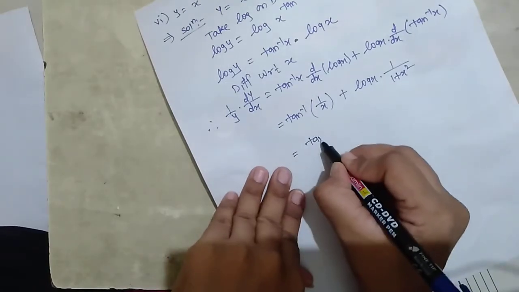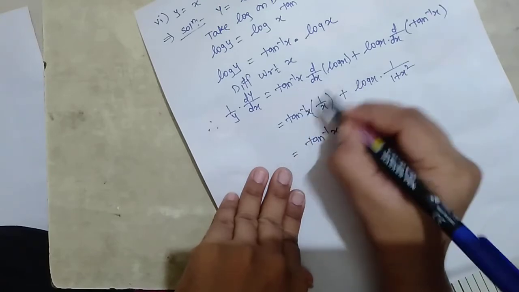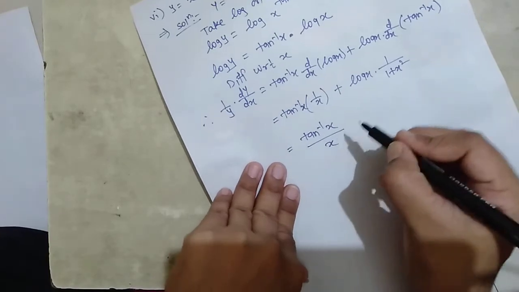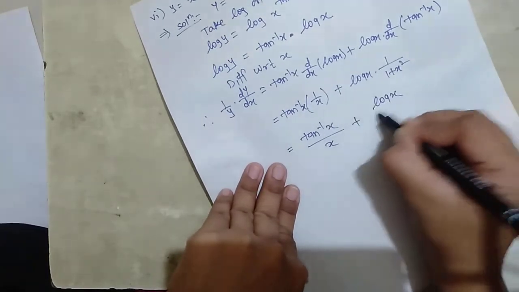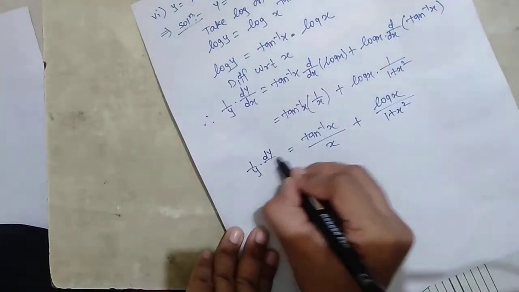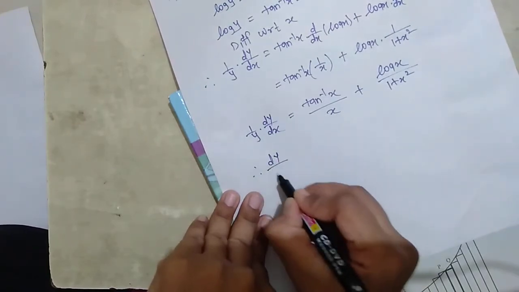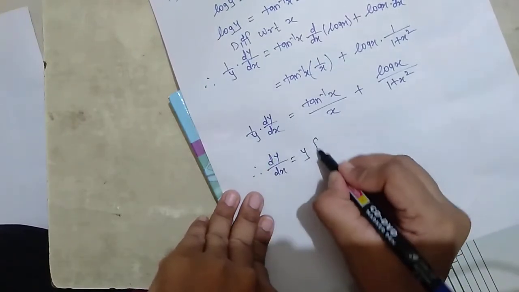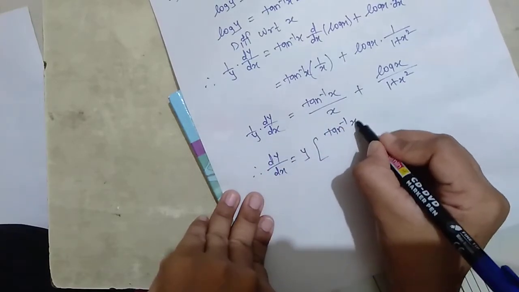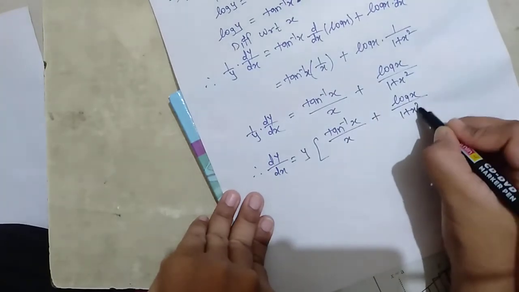So it is equal to tan inverse of x, sorry, I have not written x here, tan inverse of x, derivative of log x is 1 by x. So tan inverse of x divided by x plus log x divided by 1 plus x square. This is the value of 1 upon y into dy by dx. But what we require is the value of dy by dx. Hence, dy by dx is equal to y into, I have taken this y on the RHS, so y into tan inverse of x divided by x plus log x divided by 1 plus x square.